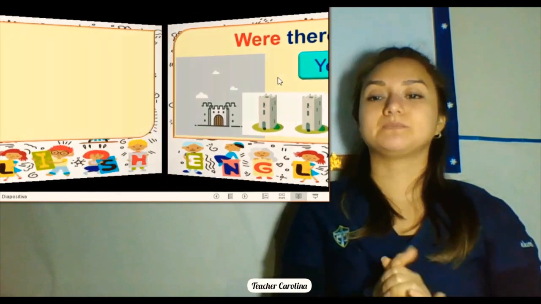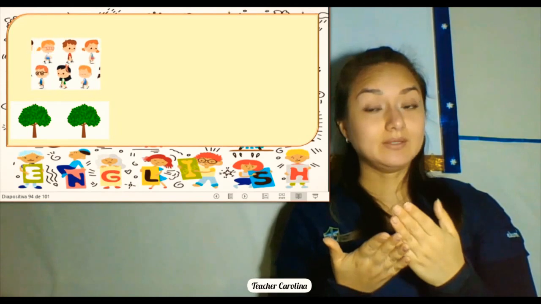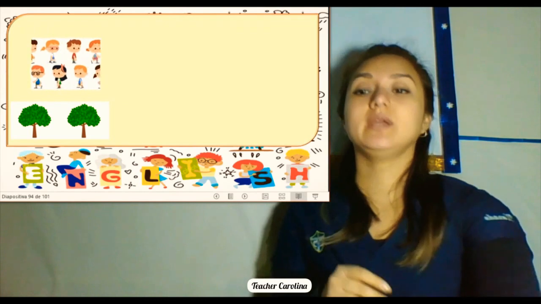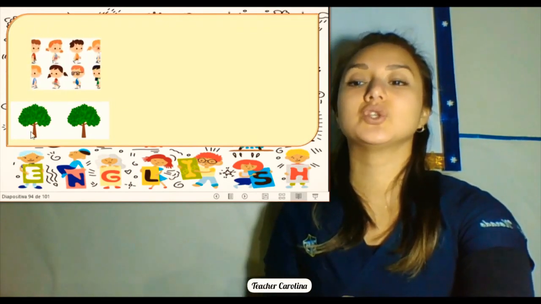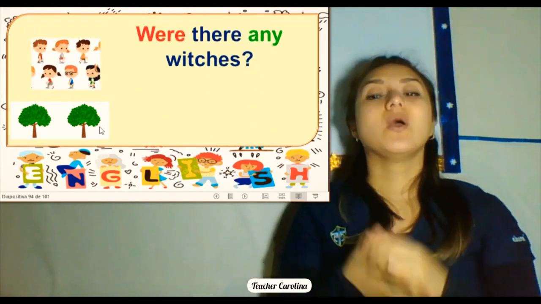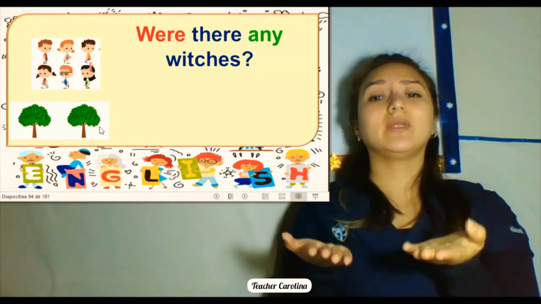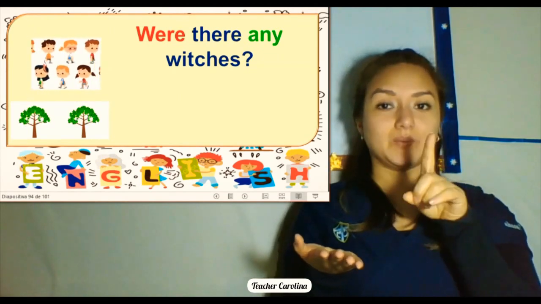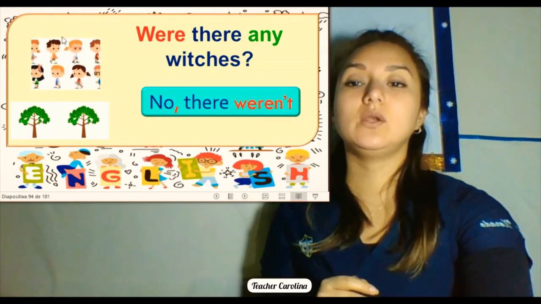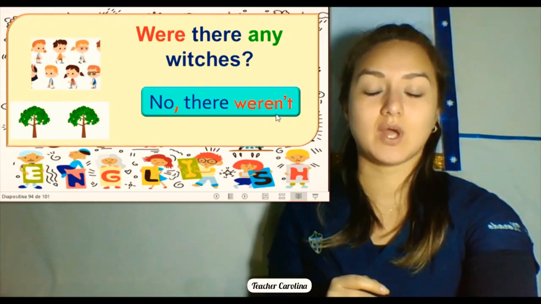Now, let's see. We have in here children, right? Children and two trees, right? We have children and two trees. 1, 2, two trees, right? So my question says, were there any witches? Do you see witches? Were there any witches? Yes or no? No, right? So no, there weren't. Take a look in here, were. For that reason, you are going to use were in your answer, right?